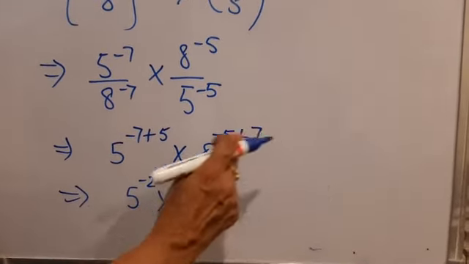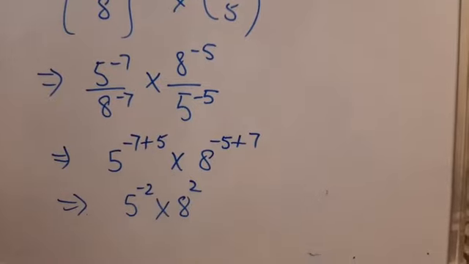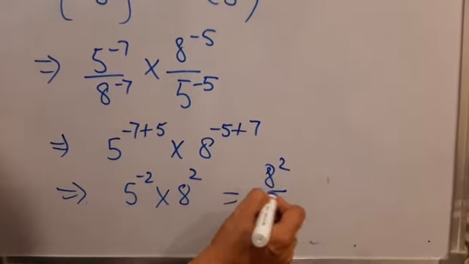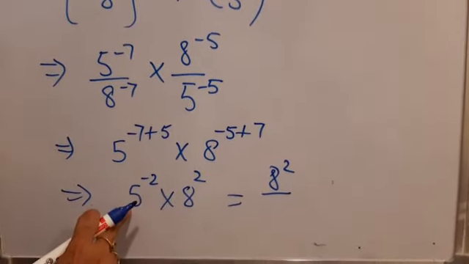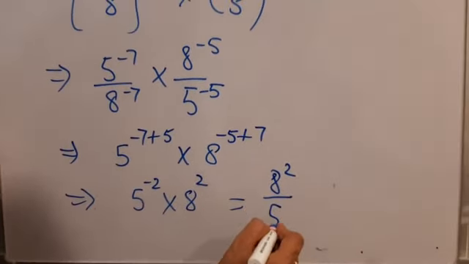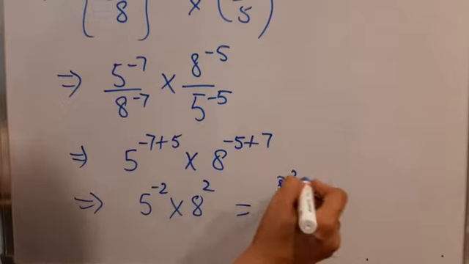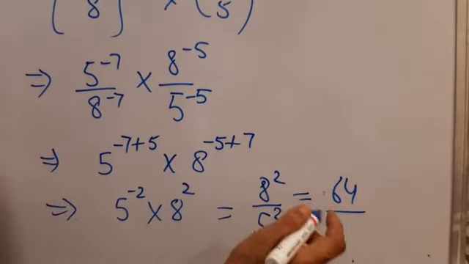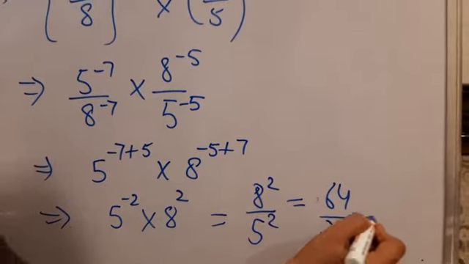And 8 raised to power 7 minus 5, 2 will come. Now it will become 8 raised to power 2. To make it positive, we will write 5 square in the denominator. Now 8 square means 64 and 5 square means 5 into 5, 25. This is the result.